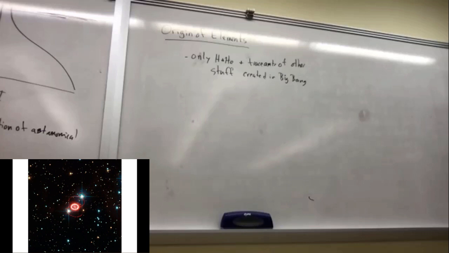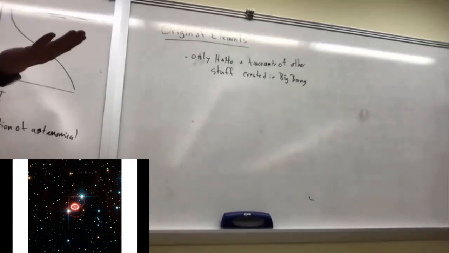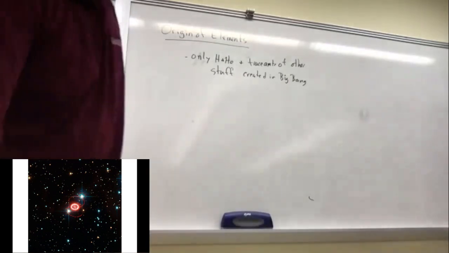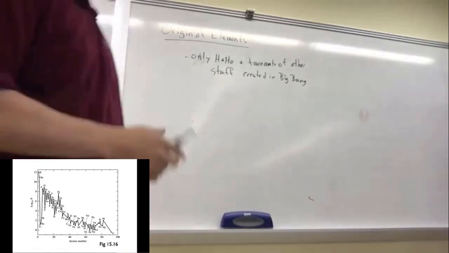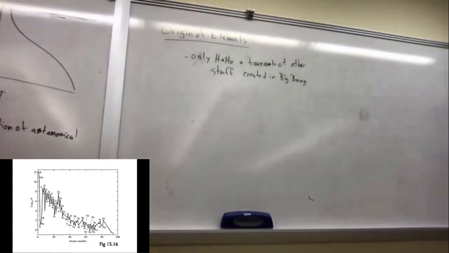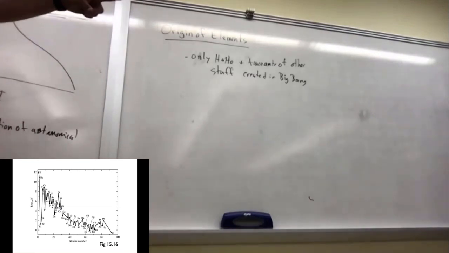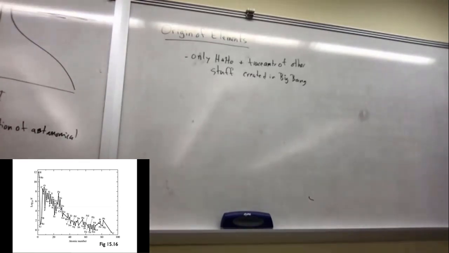And that's it. There's nothing heavier than that. So where did all of the other elements come from? And specifically, not just where were they produced, but why are they produced in this particular way? This is the relative abundance of elements on the surface of the sun.